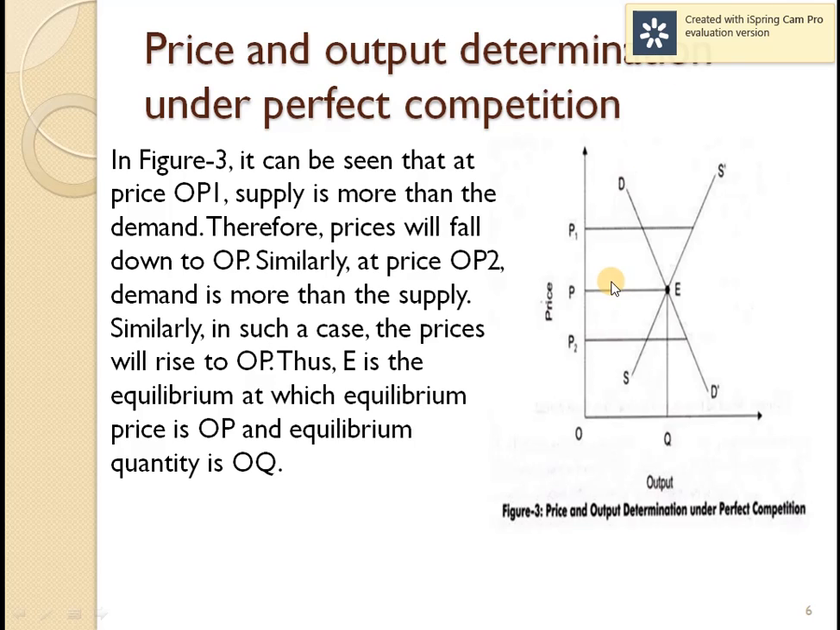See, the original price is P, the original quantity is Q. At the level of P, the OQ quantity of output was bought. Suddenly, something happens in the market where the price increases from P to P1 level. When the price increases, what will happen? The supply will increase, but the demand will come down, because at higher prices we don't demand products, isn't it?